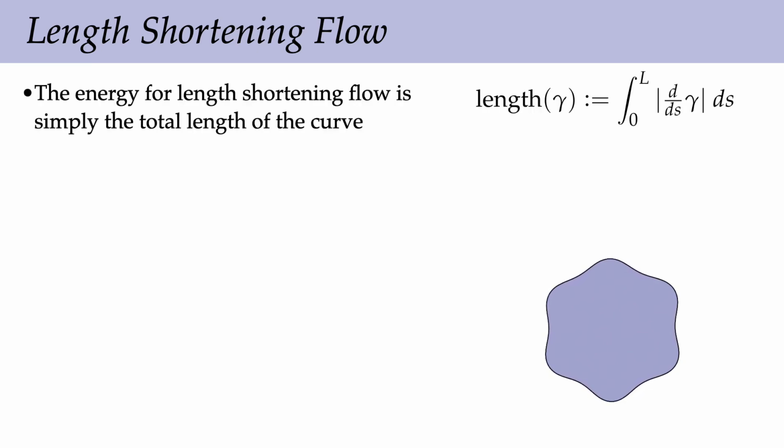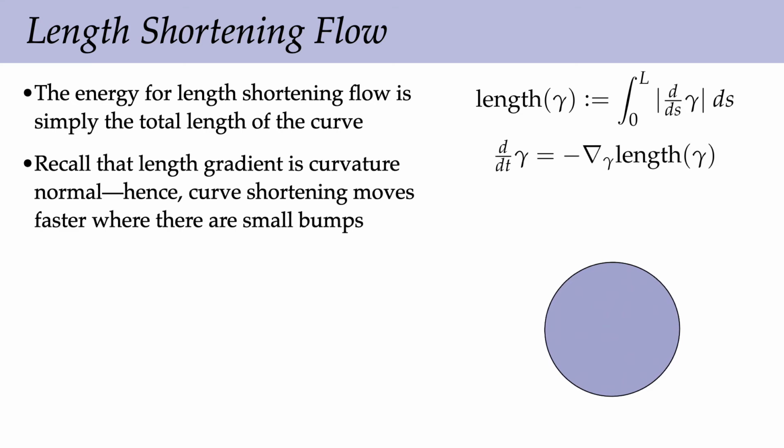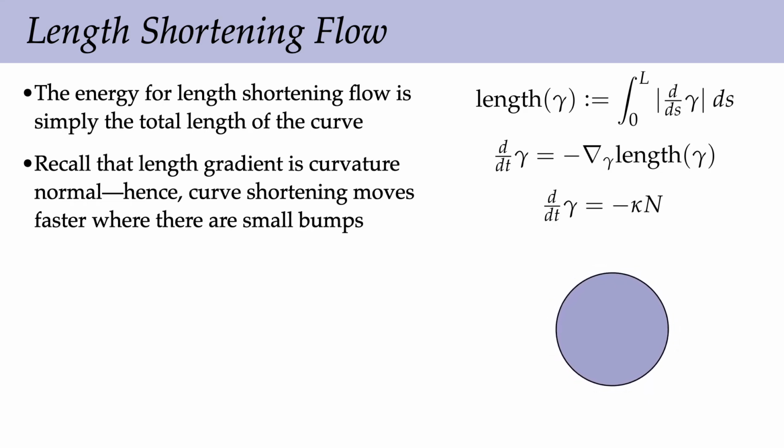Okay, so more precisely, we could say the energy for length shortening flow is nothing more than the total length of the curve. Right? So just integrate over the curve the norm of its derivative. Okay, and we've actually already talked about the gradient of length. When we talked about curvature, we said that the length gradient is the curvature normal. So if we want to move the curve in the direction that decreases length as quickly as possible, we should just move it in the unit normal direction with speed proportional to the curvature. Okay? And so that kind of explains a little bit the behavior of this flow.